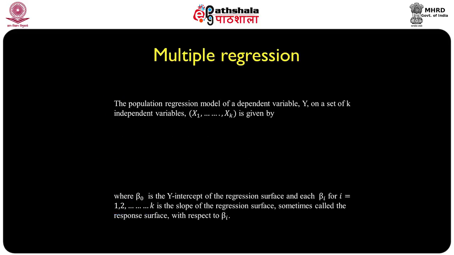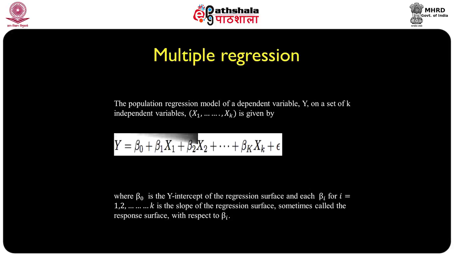Now, as a formal definition of multiple regression model, the population regression model of a dependent variable y on a set of k independent variables x1, x2, up to xk is given by y equals beta naught plus beta 1 x1 plus beta 2 x2 plus up to beta k xk plus epsilon, where beta naught is the y-intercept of the regression surface and each beta i for i equals 1, 2 to k is the slope of the regression surface, sometimes called the response surface, with respect to xi.